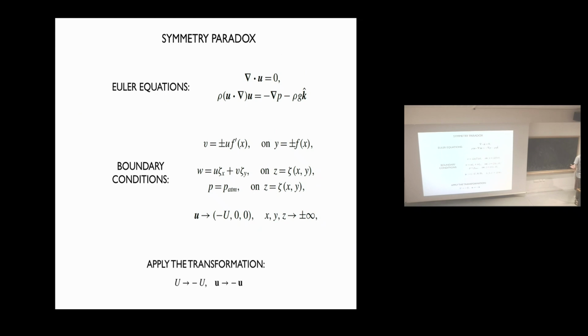So where does this paradox come from? Basically, you can write down the Euler equations and boundary conditions. If F here is the shape of the boat, then this is an impermeability condition. This is the kinematic condition on the free surface, dynamic condition, and a far field condition. And the problem, you can work through this in your heads quickly: if you make the transformation u goes to minus u, you get the same equations. So that's the problem, basically. You switch the direction of the velocity, and everything stays the same.